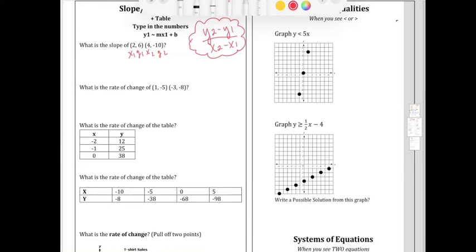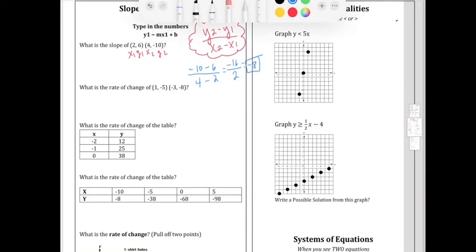Then I'm going to plug it in. So I'm going to start with my y2, which is negative 10, minus y1, which is 6, all over x2, which is 4, minus x1, which is 2. Negative 10 minus 6 is negative 16. 4 minus 2 is 2. Negative 16 divided by 2 is the number negative 8. So that's how you do it by hand.